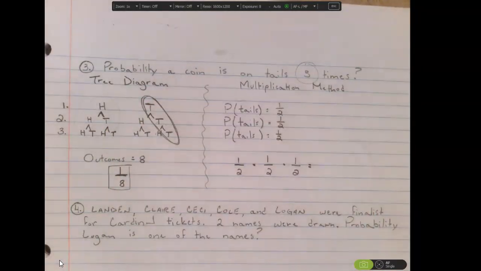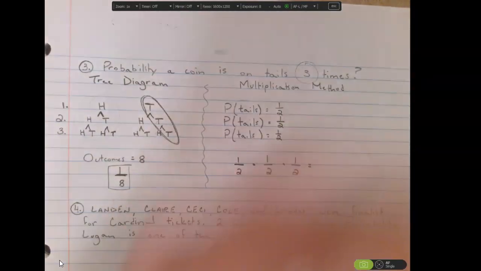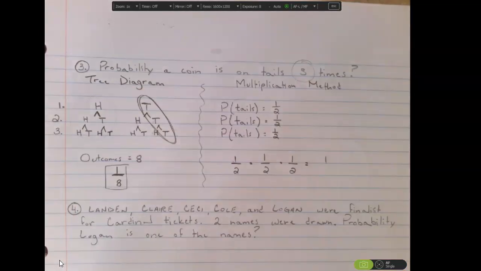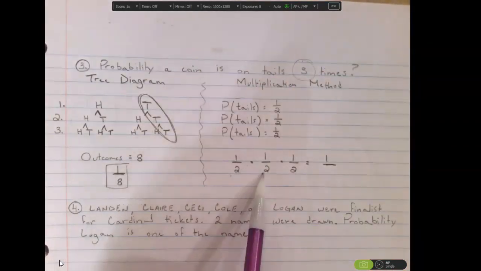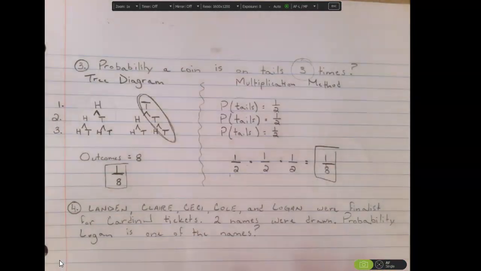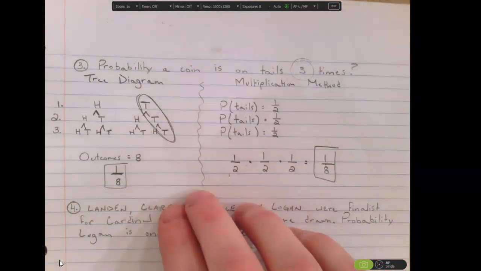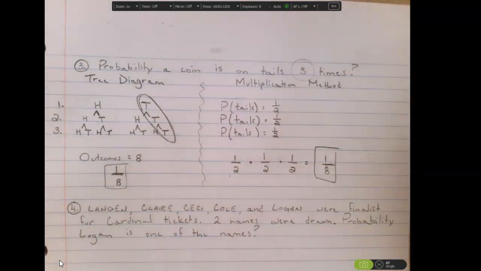Remember, to multiply fractions, you multiply straight across. So 1 times 1 times 1 is 1. Denominator: 2 times 2 is 4. 4 times 2 is 8. So 1 over 8. So notice, guys, both methods, same answer. Tree diagram, multiplication method, same thing for both.